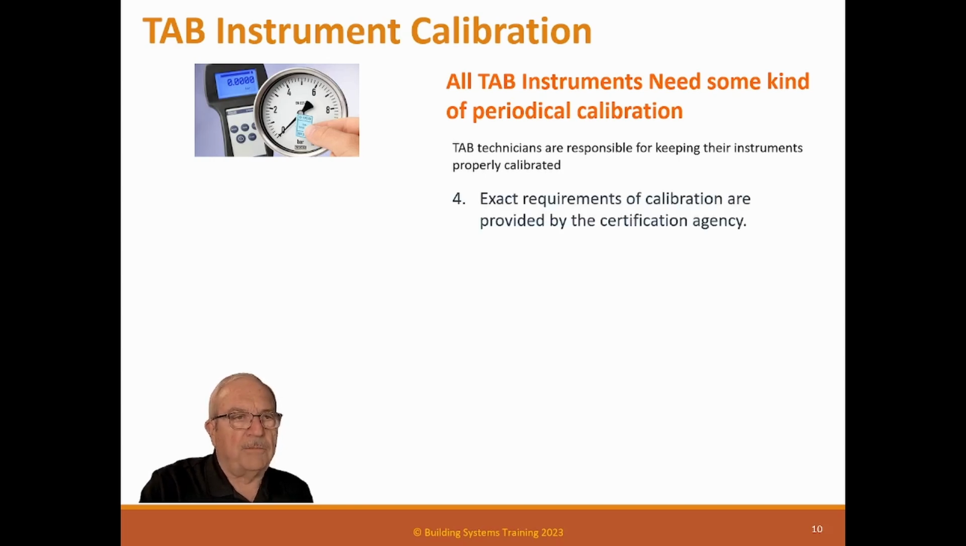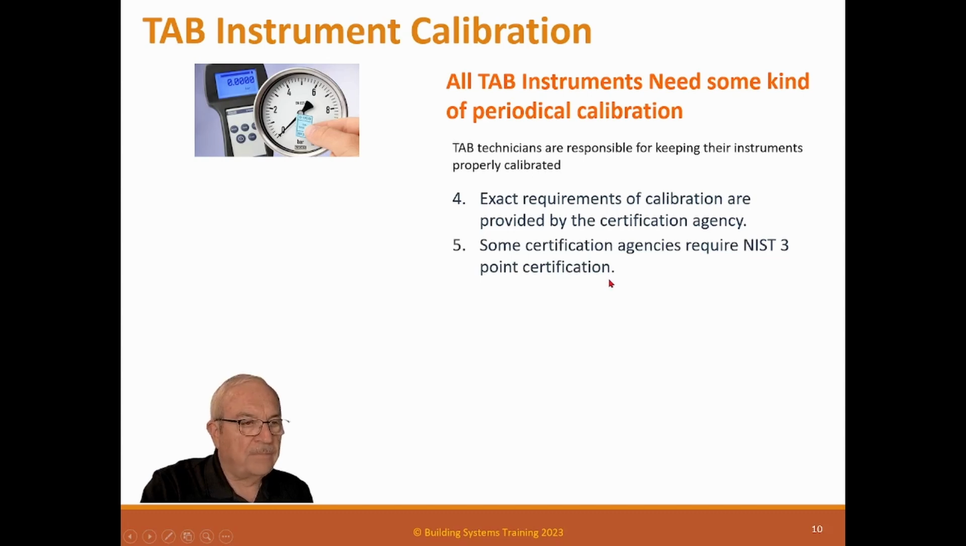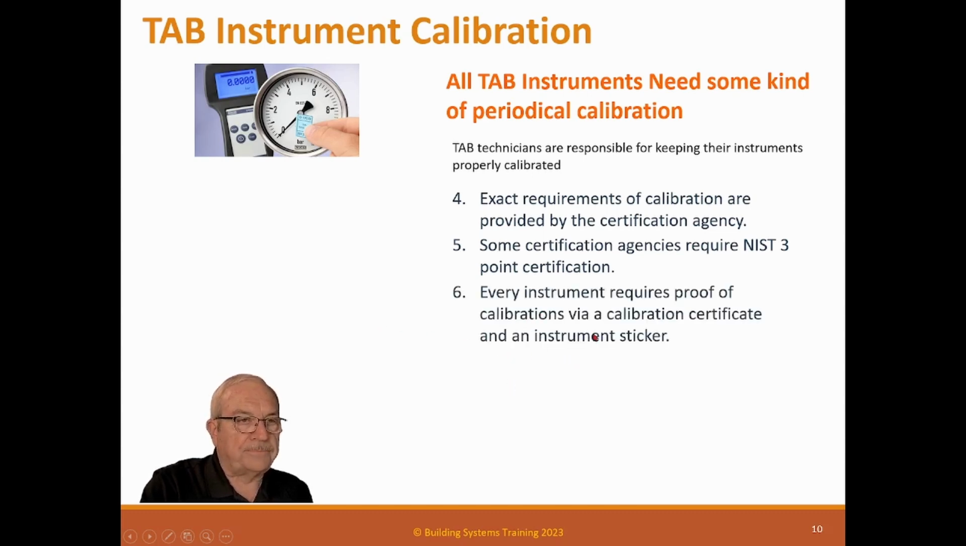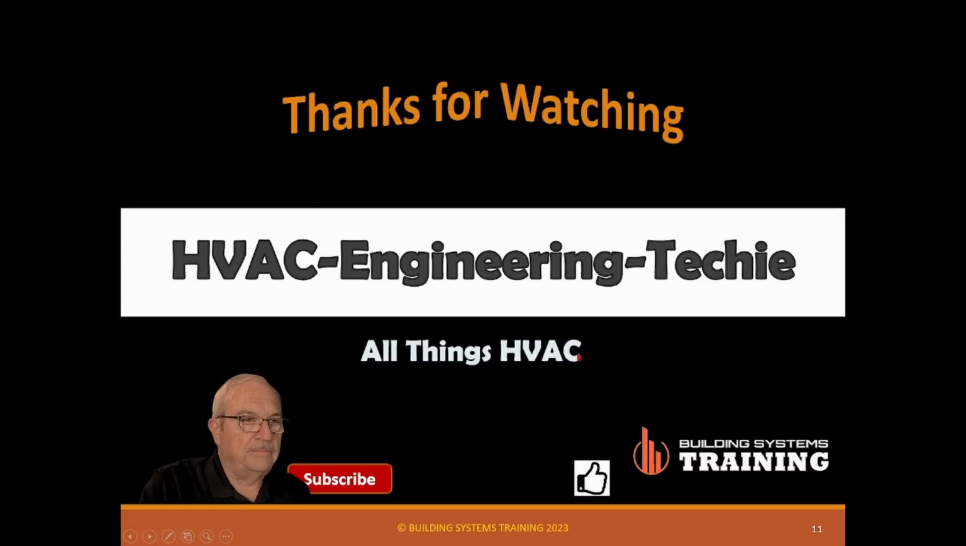Exact requirements of calibration are provided by the certification agencies. Some certification agencies require NIST 3-point calibrations where required. There are some things that you can't do a 3-point on, but most things you can. A 3-point calibration calibrates it at 3 different points on its curve, and it guarantees it'll be in calibration across the full range of the instrument. Every instrument requires proof of calibration via calibration certificate and an instrument sticker. So the instrument itself actually has a sticker on it.